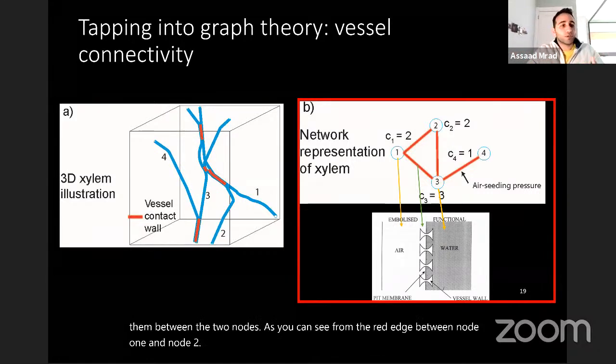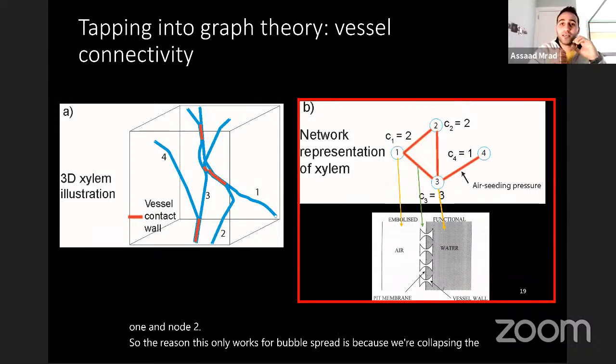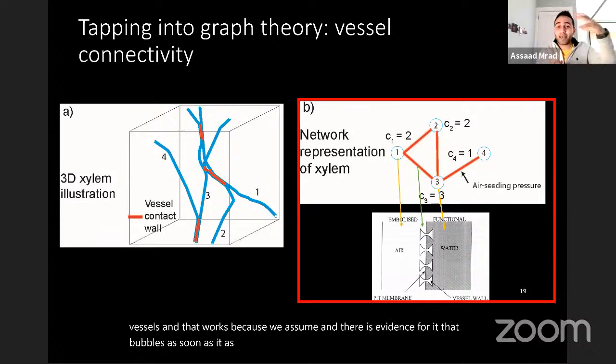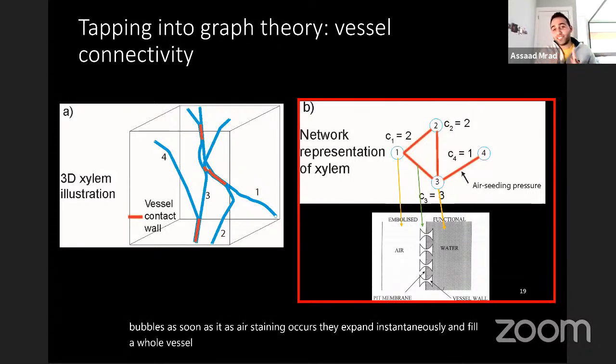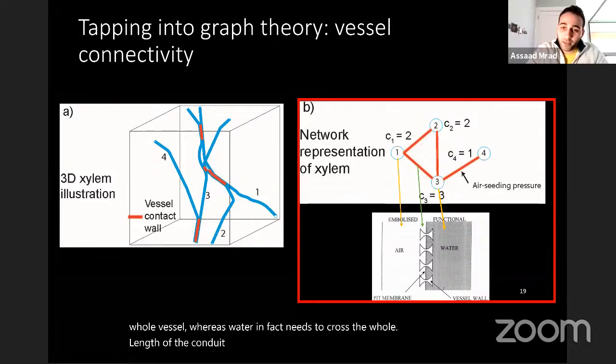So the reason this only works for bubble spread is because we're collapsing the vessels. And that works because we assume, and there's evidence for it, that bubbles, as soon as air seeding occurs, expand instantaneously and fill a whole vessel. Whereas water, in fact, needs to cross the whole length of the conduit. So it only works for bubbles here.